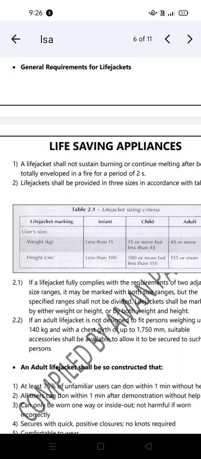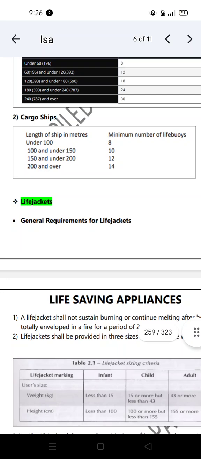It should be operated once, what we say by single motion. So this is all about our life jacket.